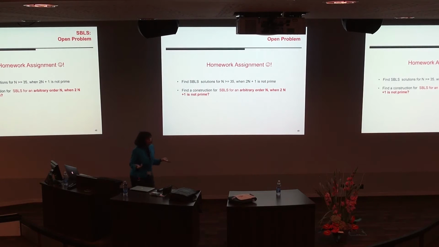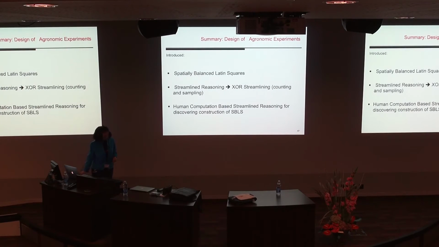And I leave you as a homework assignment: find constructions for other spatially balanced latin squares for order greater than 35 when 2n plus 1 is non-prime. We don't know how to do this. It's still an open problem. But I believe there is one, or we need to prove otherwise. But this is an example, and I use it to show you that, starting with fertilizers, we developed interesting techniques for streamlining reasoning, and also for human computation-based streamlined reasoning. And you will see how this is going to be very useful.